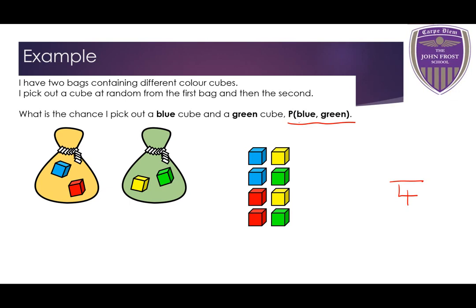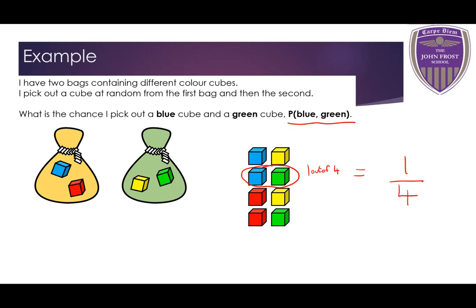Now, how many of those outcomes are blue and green? Well, there's only one. There's only one out of four outcomes where we get blue and green. And we can show one out of four as a fraction, 1/4.